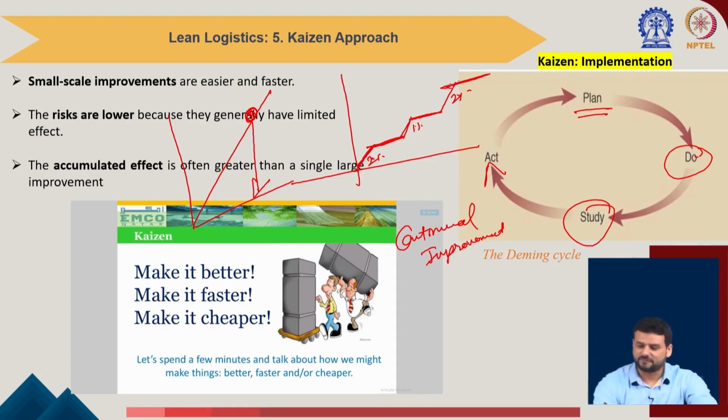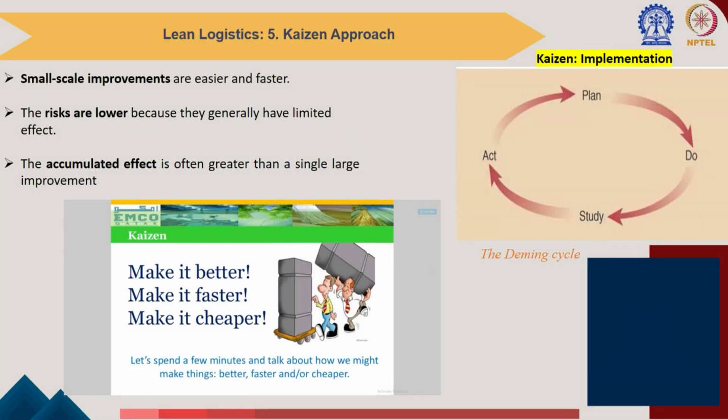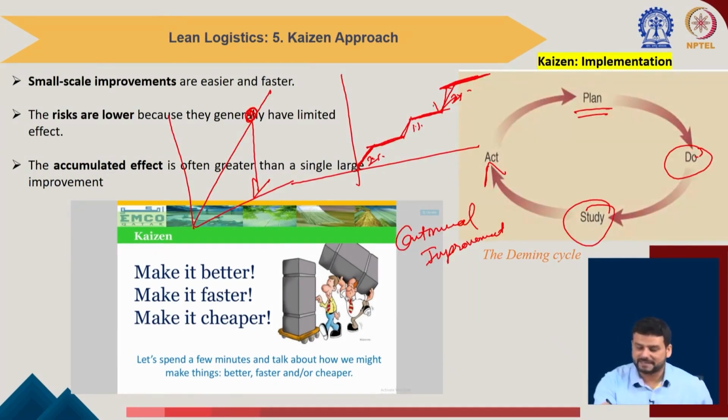But in this case, if you are failing here, at least you have stabilized. So at least you have stabilized this stage. That means there is still a loss: you implemented, you tried something new, but that could not happen. So this is the Kaizen approach. Make it better, make it faster, make it cheaper.